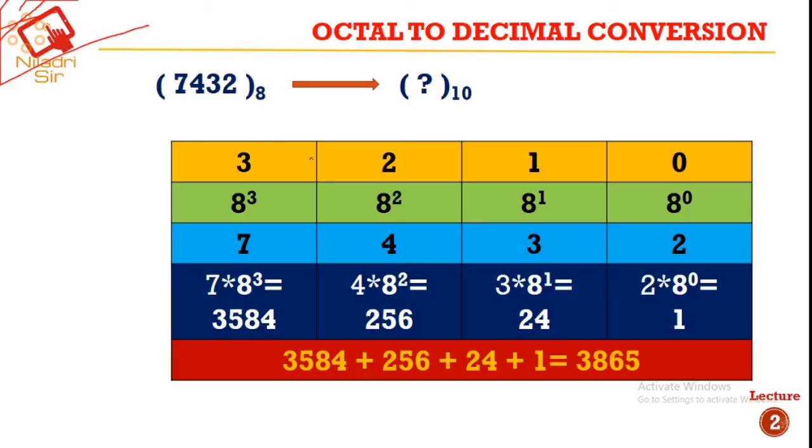So we have written the number as 7432. These are the index values 0, 1, 2, 3. In case of binary it was 2 to the power 0, but in case of octal it will be 8 to the power 0, 8 to the power 1, 8 to the power 2, and 8 to the power 3. And again we will multiply this.